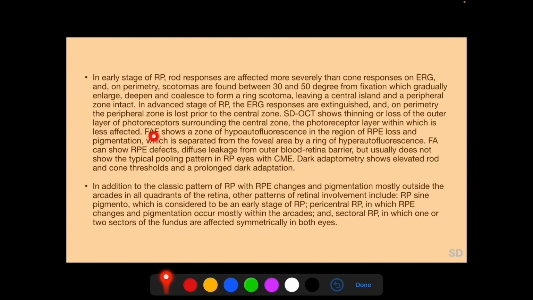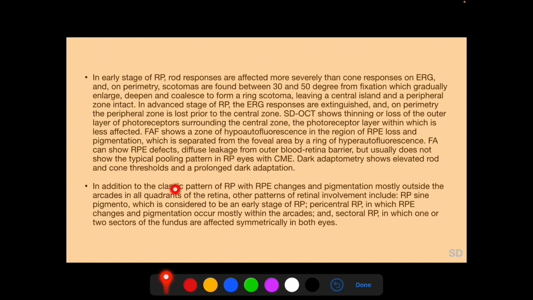Fundus autofluorescence shows hypoautofluorescence in the region of RP loss and pigmentation, which is separated from the foveal area by a ring of hyperautofluorescence. Fluorescein angiography can show RPE defects, diffuse leakage from the outer blood-retina barrier, but usually does not show the typical pooling pattern of CME in RP eyes with CME.